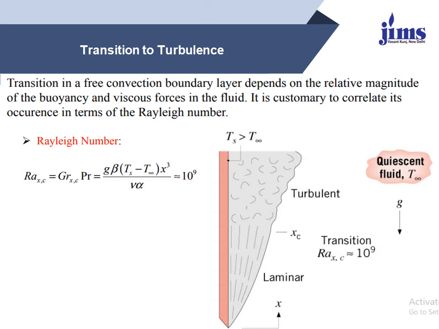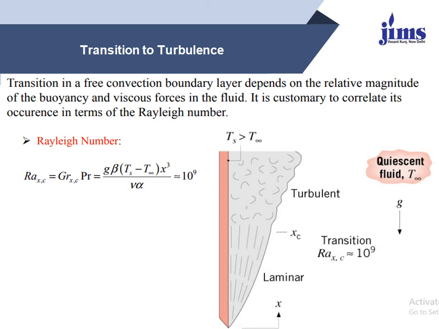So there are several mathematical expressions to calculate the Rayleigh number. Transition from laminar to turbulent flow, in both forced and free convection, is caused by thermal and hydrodynamic instabilities. It is observed that transition in the free convection boundary layer occurs when the value of the Rayleigh number approaches 10 to the power 9. The analysis of turbulent free convection is very complex. However, the results obtained from various experiments have been used to obtain empirical correlations. The Prandtl number is equal to mu Cp divided by K.